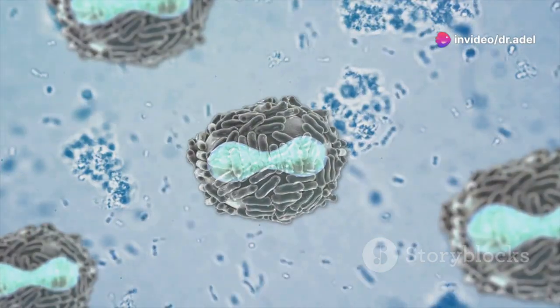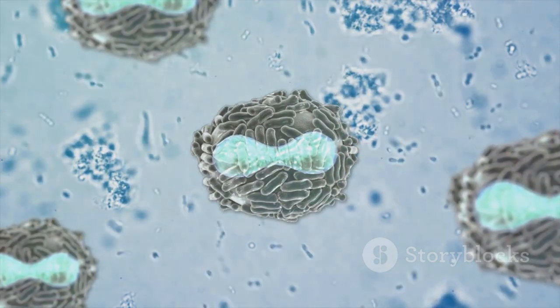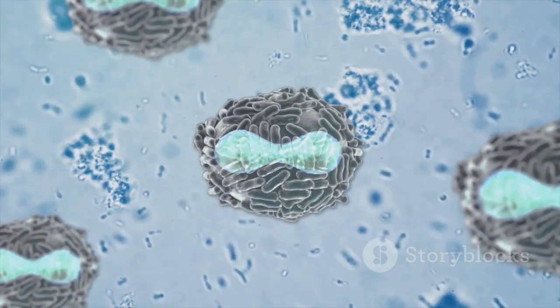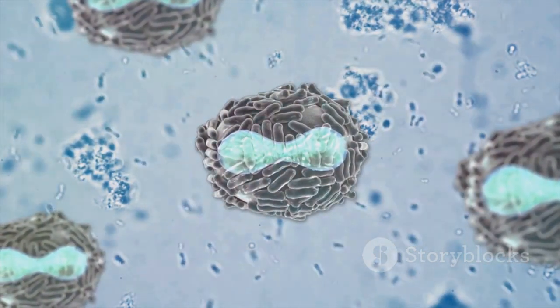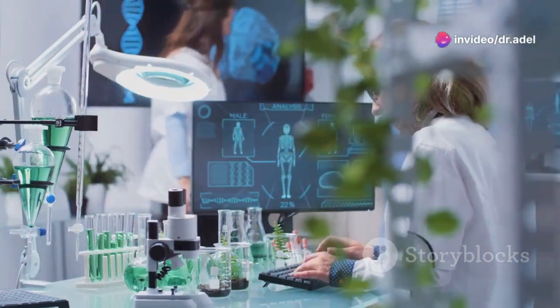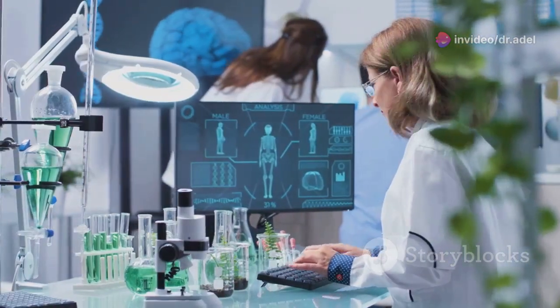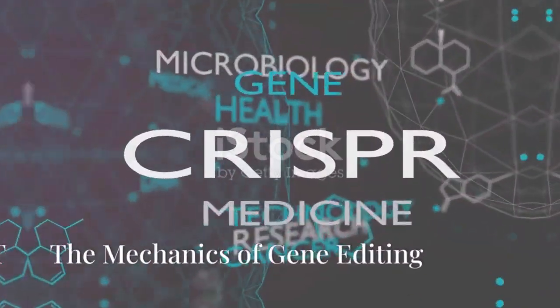If the same virus attacks again, the bacterium can quickly recognize and destroy the viral DNA using the information stored in its CRISPR system. This remarkable defense mechanism sparked the interest of scientists, leading to its adaptation as a powerful gene editing tool.